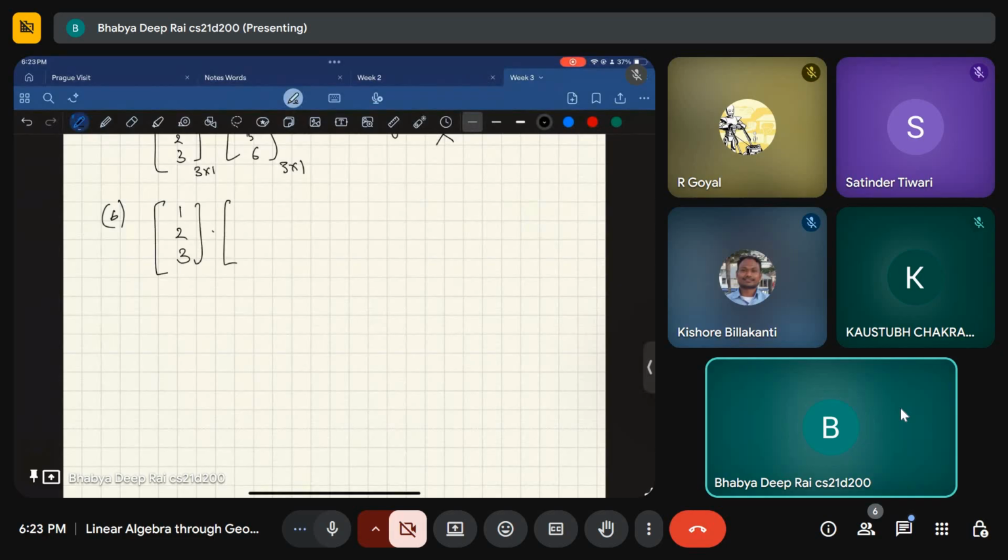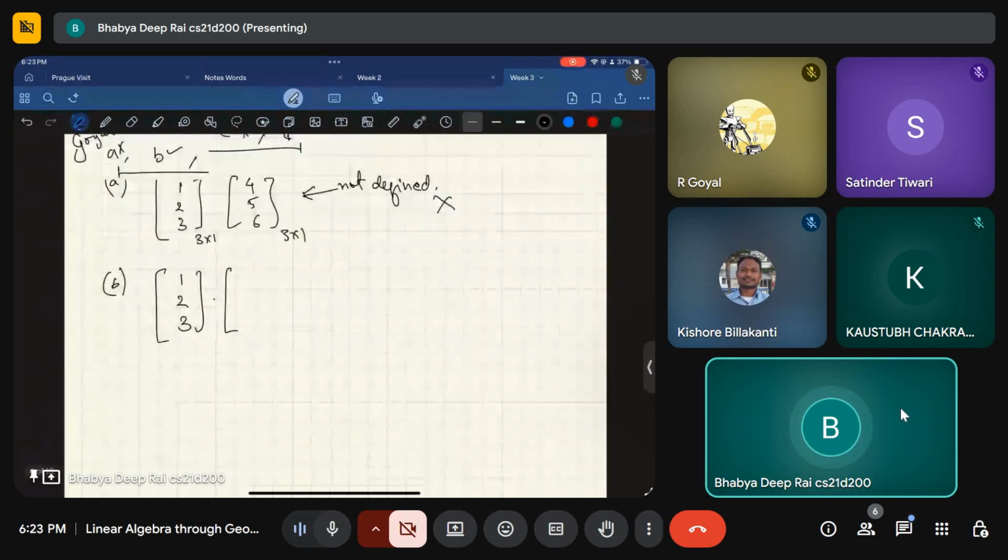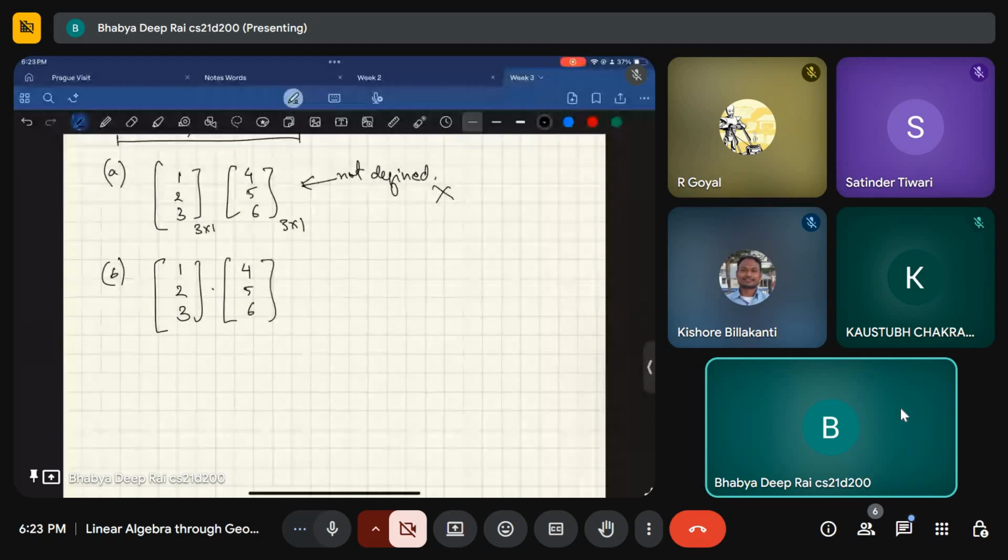So what will this be? 4 plus 10 plus 18, which is equal to 32. Is that correct? Yeah. So this is the dot product.